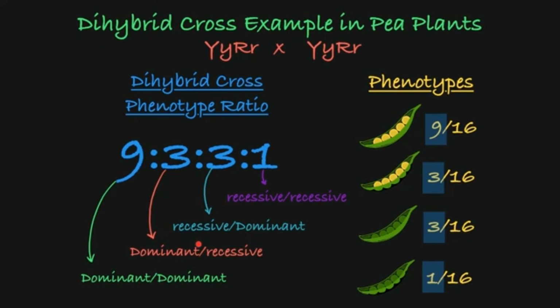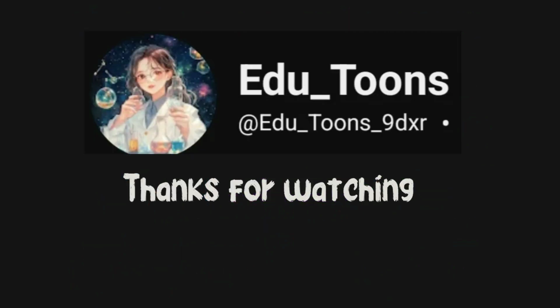3/16 will have the recessive phenotype for the first gene and the dominant phenotype for the second gene. And 1/16 will have the recessive phenotype for both genes. That's all you need to know about the dihybrid cross.